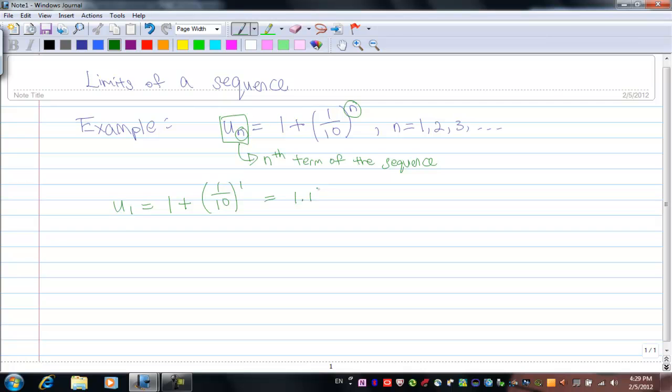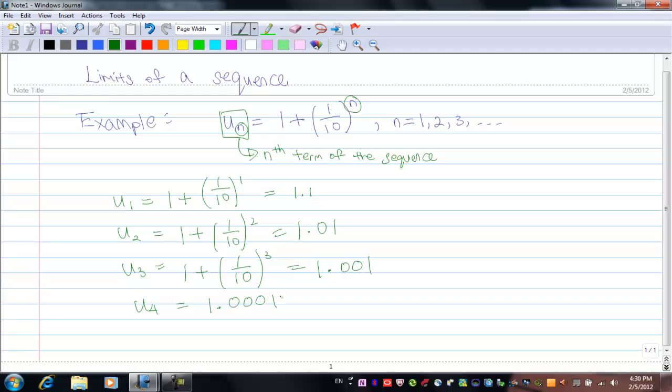Okay? Now, u2 is going to be 1 plus 1 over 10 squared. So this is going to be 1.01. u3 is going to be 1 plus 1 over 10 cubed. So this is going to be 1.001. Do you see a pattern emerging? Now, what do you think u4 is going to be? I'm sure most of you can tell immediately that it will be 1.0001. As my n gets larger and larger, what do I notice about these numbers?